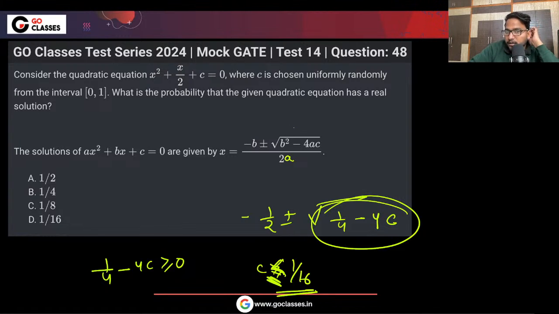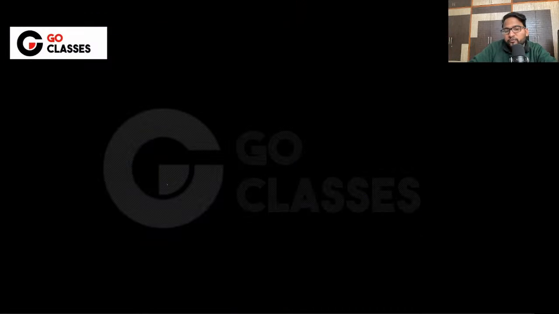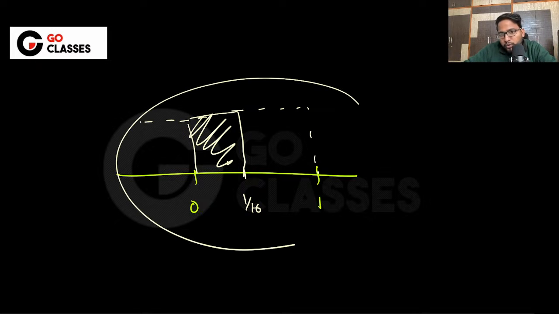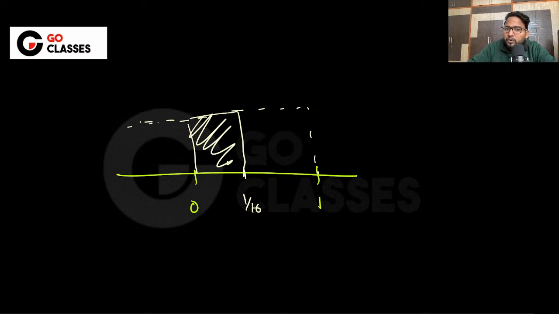Here you will say that c is chosen uniformly from 0 to 1. If it is a uniform distribution from 0 to 1 and less than or equal to 1 by 16, you need to take this area, right? And what is this constant? Does everyone remember? In the uniform case, you can use geometry. Length into width should be 1, so if this is 1, then this has to be 1. Now if you need to find this area, it is 1 by 16. So the probability that c is less than or equal to 1 by 16 is basically 1 by 16 only.